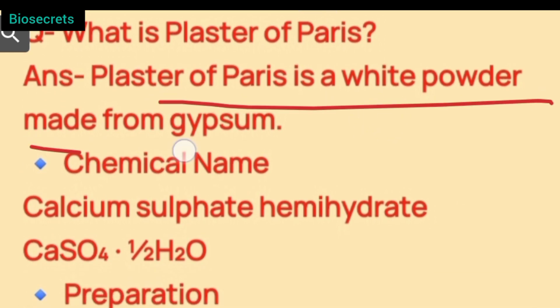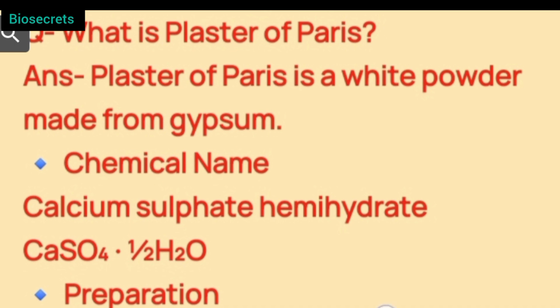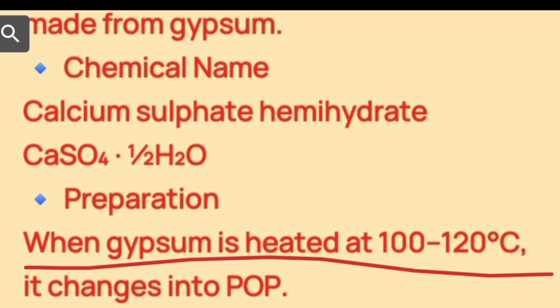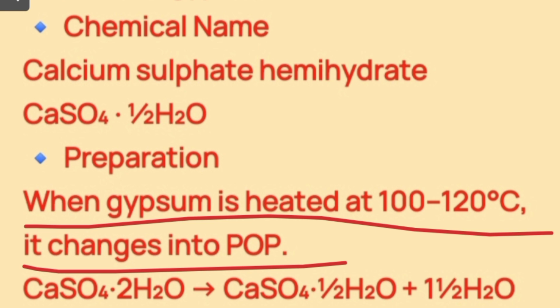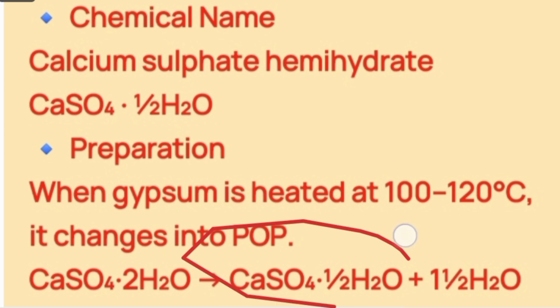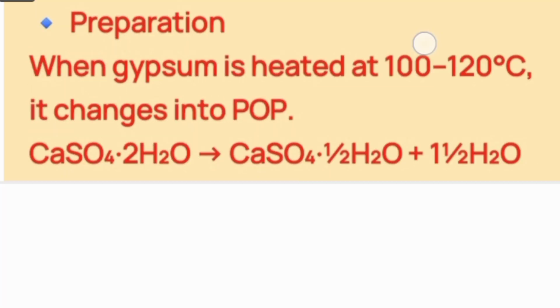So plaster of Paris is a white powder made from gypsum. What is the chemical name of POP? It is calcium sulfate hemihydrate, CaSO4.½H2O. How can we prepare POP? So when gypsum is heated at 100 to 120 degrees Celsius, it changes into POP. And the equation is CaSO4.2H2O. This is gypsum. When we heat it, it forms CaSO4.½H2O and 1.5H2O. This CaSO4.½H2O is POP.